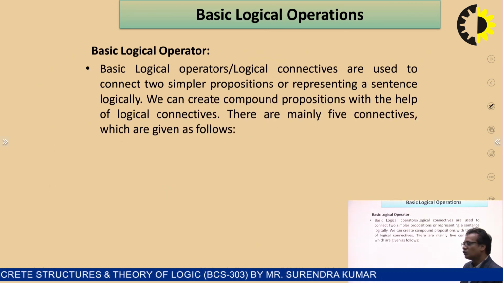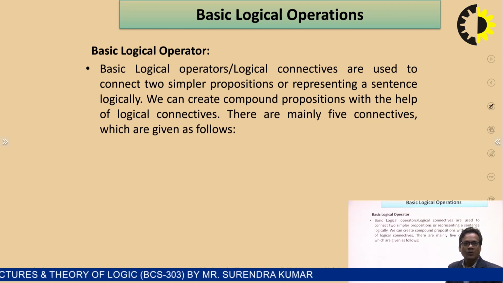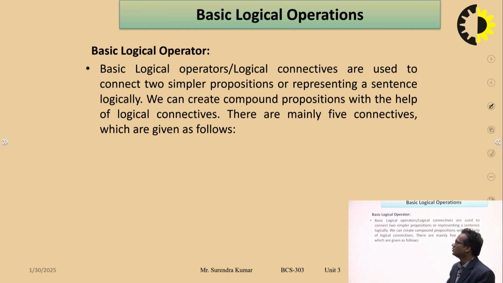Now, what are the basic logical operations on these kinds of propositions? We have already studied logical operations in previous classes. The basic logical operators, or you can say logical connectives, are used to connect simpler propositions or to represent a sentence logically. We can create compound propositions with the help of these logical connectives. There are mainly 5 connectives we use here.